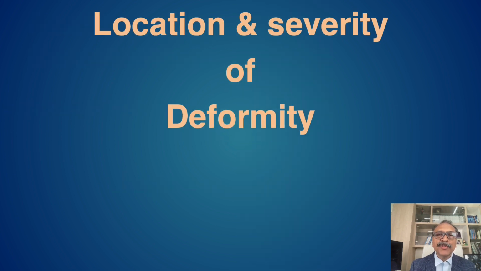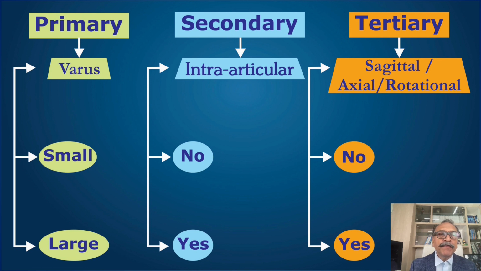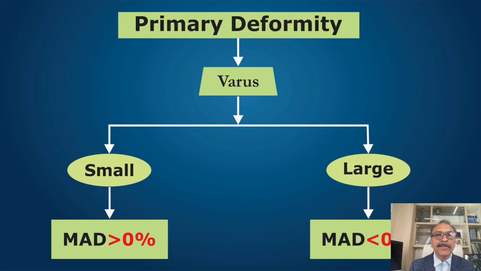So the choice of osteotomy is based on whether the primary, secondary or tertiary deformities are present. That is a small or a large varus, an intra-articular deformity which is present or absent, and the sagittal, axial or rotational deformities which are present or absent.